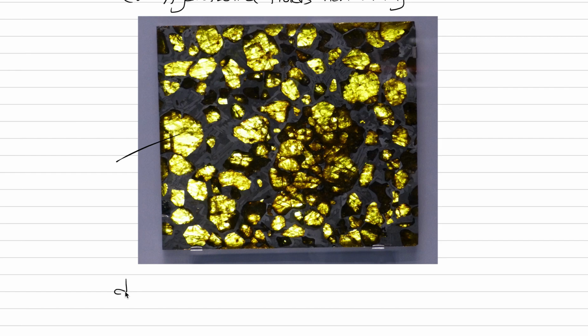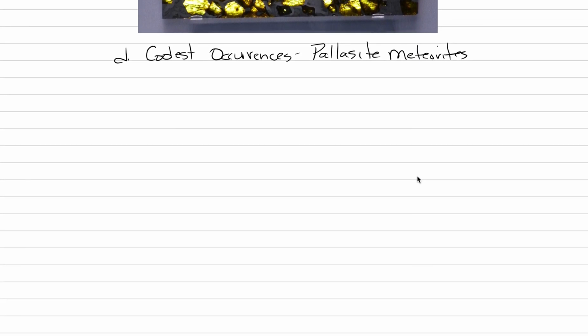So we're just going to say here, coolest occurrence. And this is not important for gem purposes just because it's so hard to get the material. Coolest occurrences are in a type of meteorite called pallasites. So these are called pallasite meteorites. And that's all you need to know about that. Now let's go into the next part of our notes.